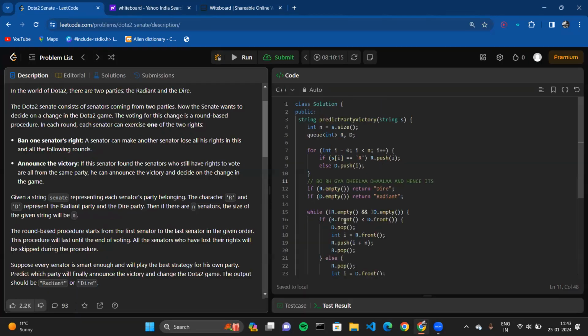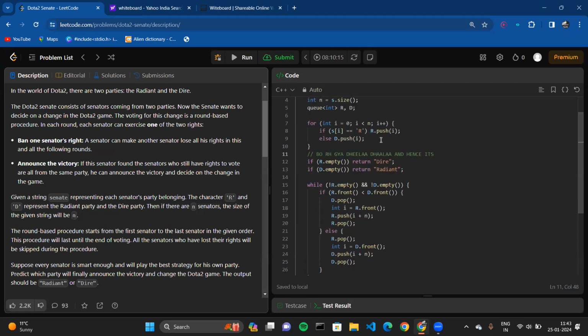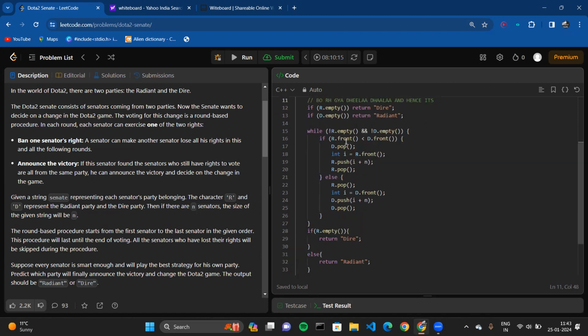Let's see through code, guys, how we can do that. It is very much what we have done in the demonstration. We keep two queues and push the indexes depending upon the index. Now if r is empty, then we will return Dire. If d is empty, then we will return Radiant. So if initially they are not present, then we will return.